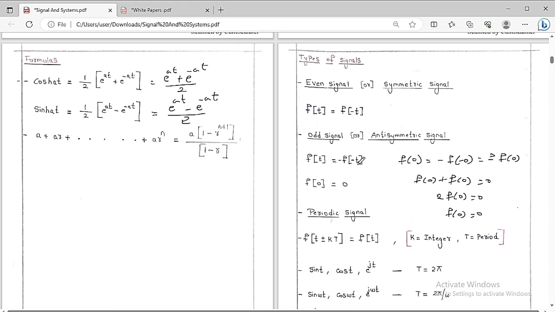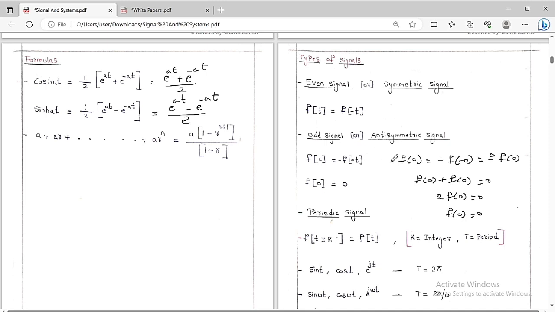So for an odd signal or anti-symmetric signal, f of minus t is equal to minus of f of t, and f of 0 is always equal to 0. That means at t equal to 0, the signal should always have 0 value only. So for an odd signal or anti-symmetric signal, f of minus t is equal to minus of f of t, and f of 0 is always equal to 0.